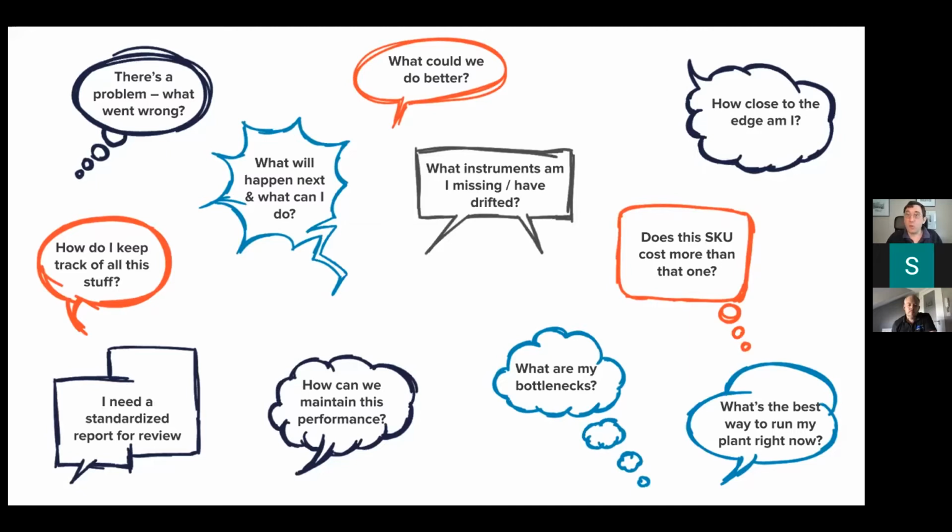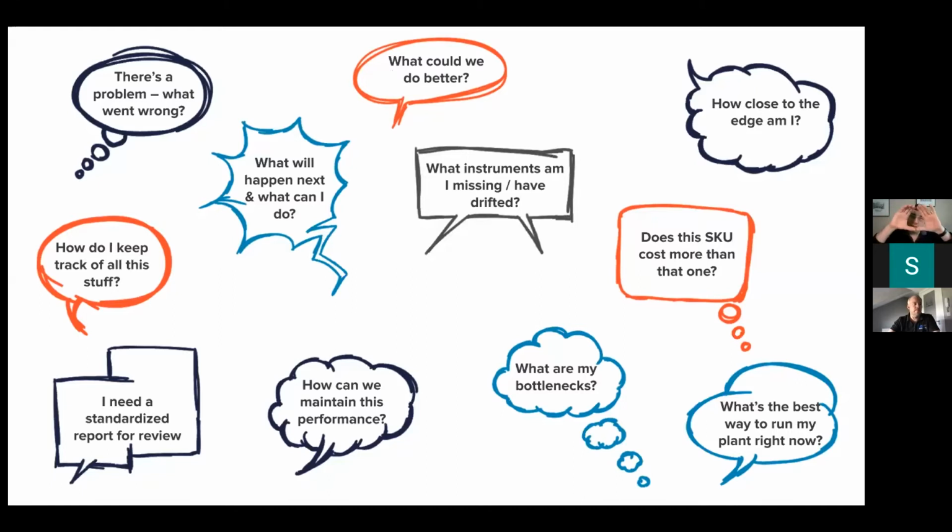You may then start saying, what can I do better? And to do that, you may say, I've got some gaps in my data, or I need to track multiple different things and I need help keeping all this information fresh in my mind. You may start looking at maintenance and how to keep performing at this high level now that I've found these new opportunities. Or you may be looking for bottlenecks, or how to run your plant differently. So there's a range of different questions.